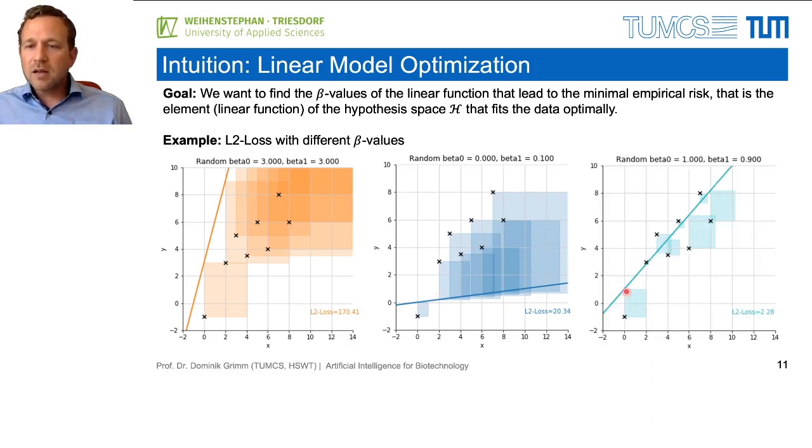Let's say beta 0, so our intercept, is at 1, and beta 1, so the slope, is around 0.9. Then the loss gets even smaller, it's only 2.28. So our errors are rather small, and we can see here that the squares plotted are much smaller now than in these two images. But the question is still, have we already found the beta values that describe the best possible line?